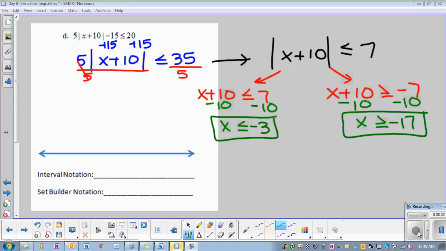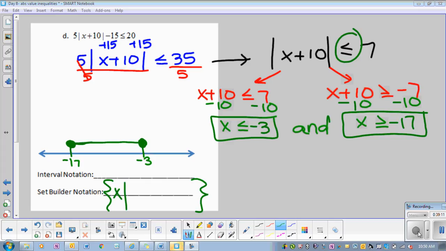Is this an and or an or? And, good, because this is a less than. No, because did you divide or multiply by a negative number? No. All right, so we have negative 17 over here. We got negative 3 over there. X is less than or equal to negative 3. Greater than or equal to negative 17. There we go. Right?